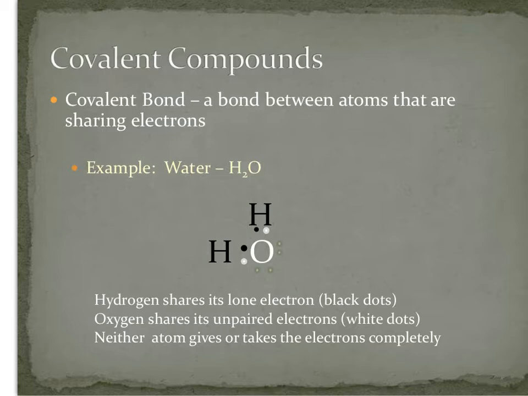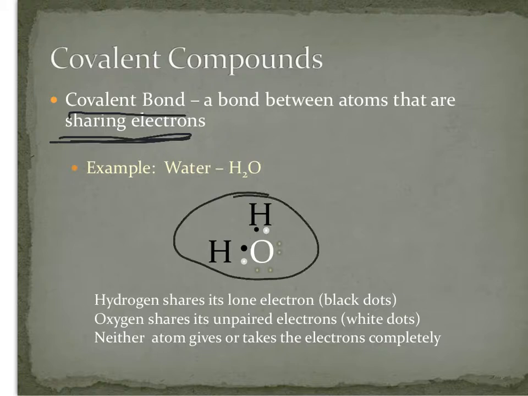Okay, so covalent compounds. Here's the deal. We have a covalent bond, right? This is a bond between atoms when we're sharing electrons. So far we've talked about ionic compounds where electrons are given and taken. Now we're going to start talking about sharing. An example is water. Water is a covalent compound. You can see here that hydrogen shares its lone electron, which is the black dots, and oxygen shares its unpaired electrons, which are the white dots. There isn't a complete give or take by either atom. The electron is shared between them.